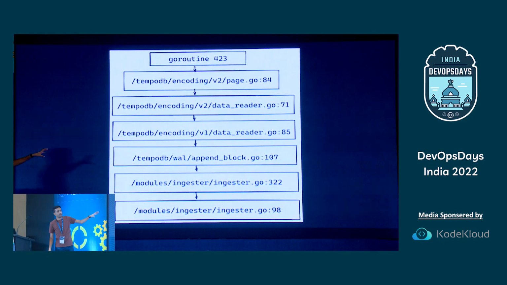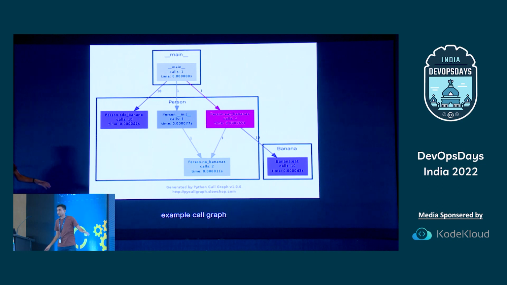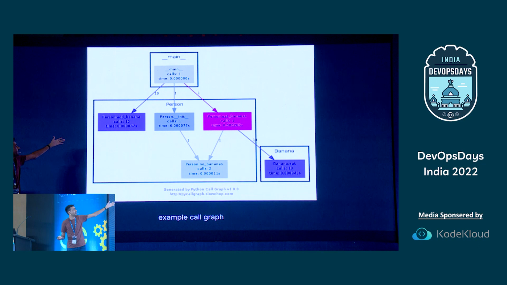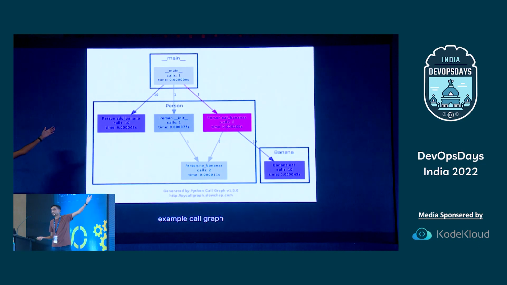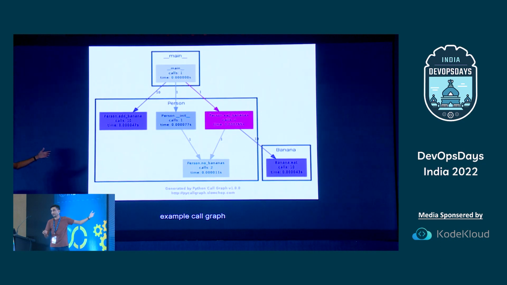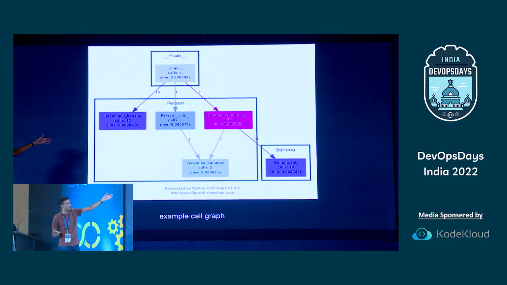Another example: if you have done profiling, you must have seen something like a call graph. A call graph is basically a graph of who's calling what and when. I mean, there is no when component in this diagram. It's only showing who's calling what. This is an example diagram. This is not a real call graph.